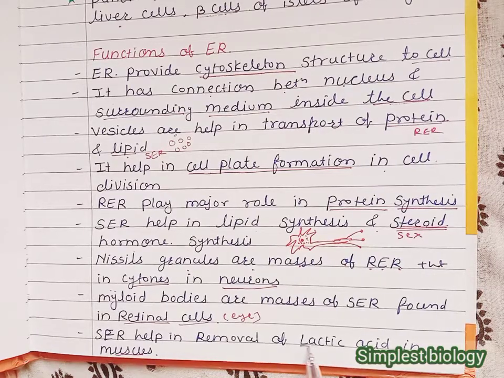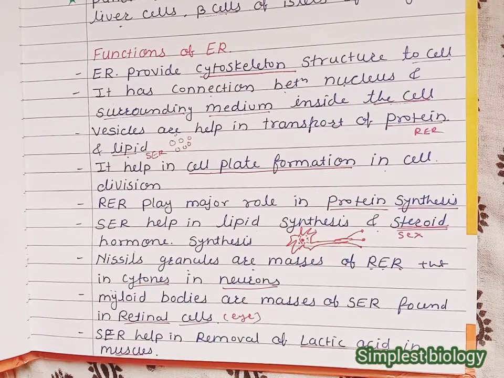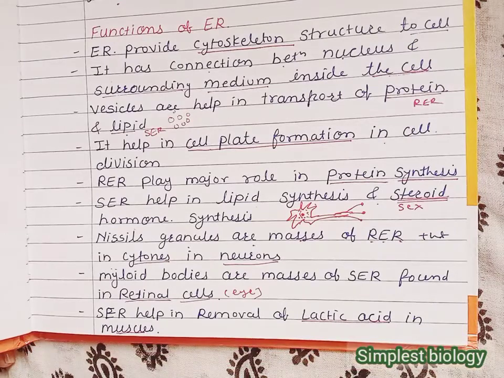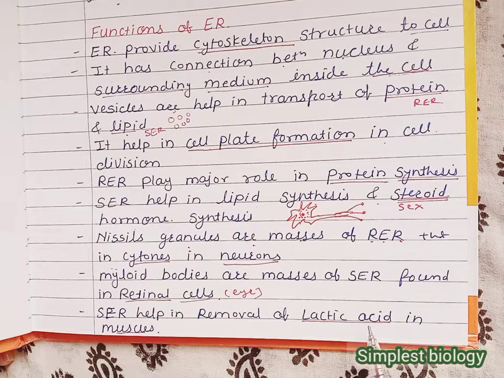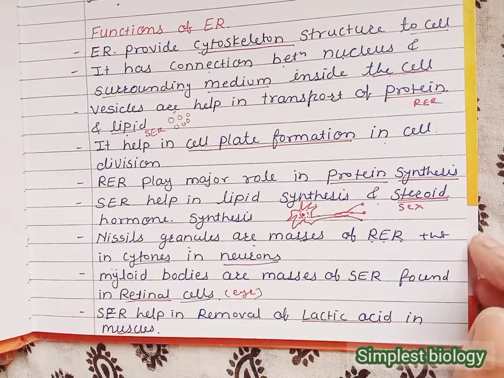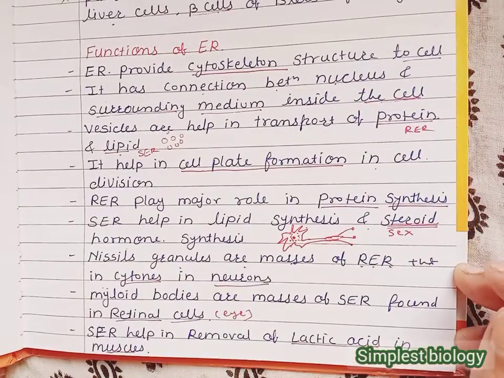Lactic acid in muscles is produced during heavy exercise or when the muscles undergo anaerobic respiration. At that time the byproduct lactic acid is produced, and whenever it accumulates in muscles, it causes inflammation in the muscles. So the removal of lactic acid in muscles takes place with the help of smooth endoplasmic reticulum. This is about the endoplasmic reticulum.